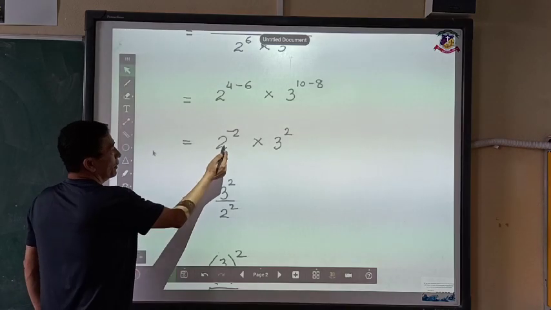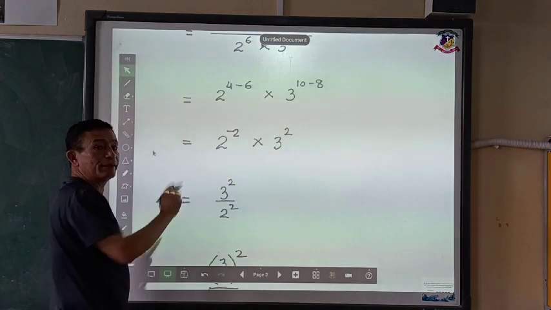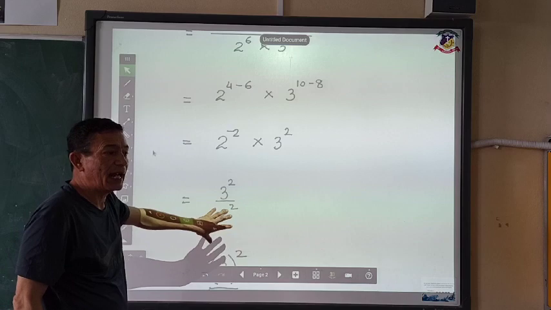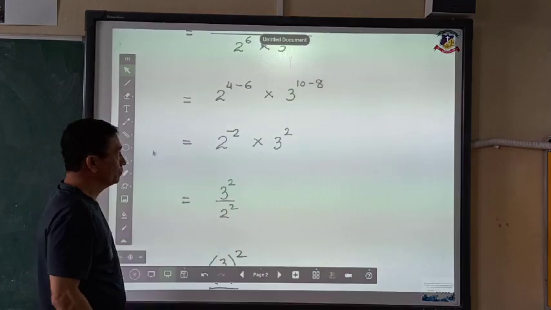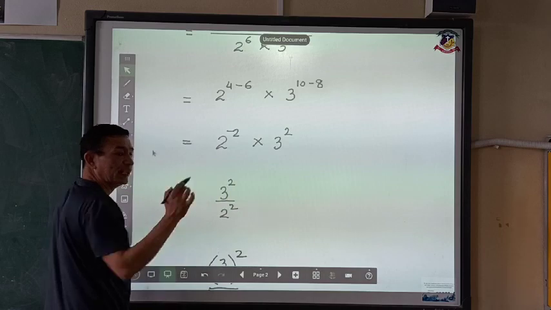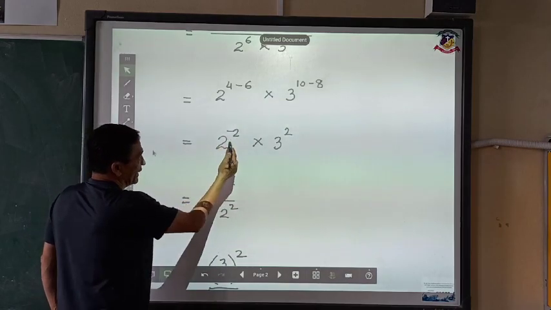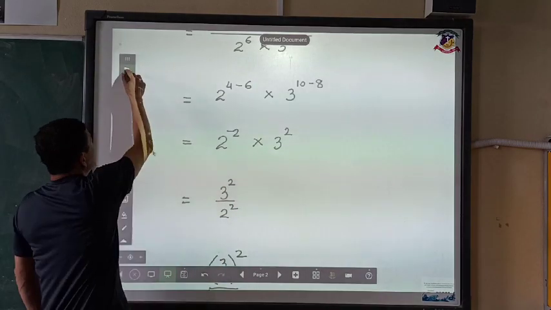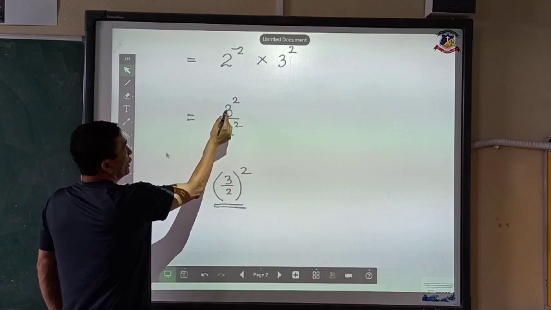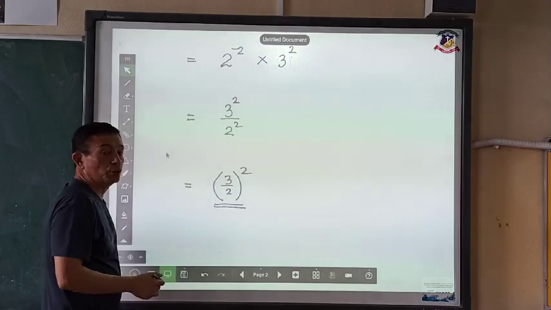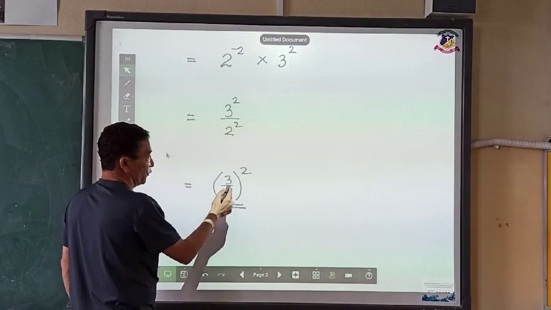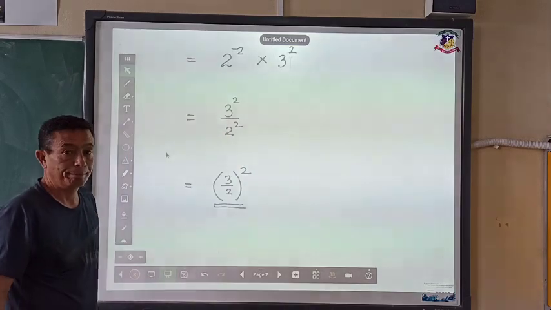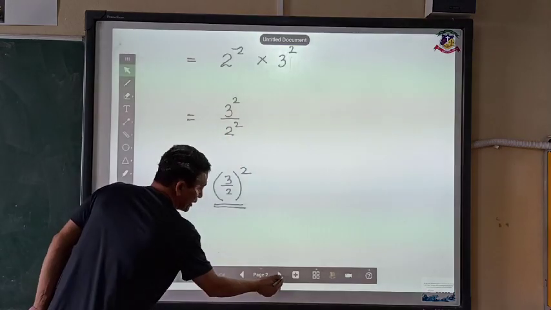So here we can see there is a negative power. So we can take that down to the denominator and make it a positive power. This 3 to the power of 2, I leave in the numerator, whereas 2 to the power of negative 2, I take to the denominator and make it 2 to the power of 2. So 3 to the power of 2 upon 2 to the power of 2 can also be written as 3 to the power of 3 upon 2 whole square. Moving to another sum.